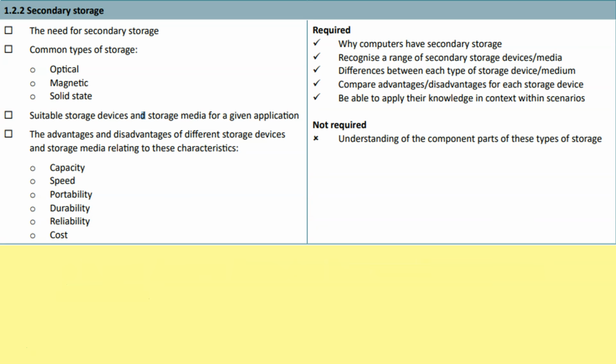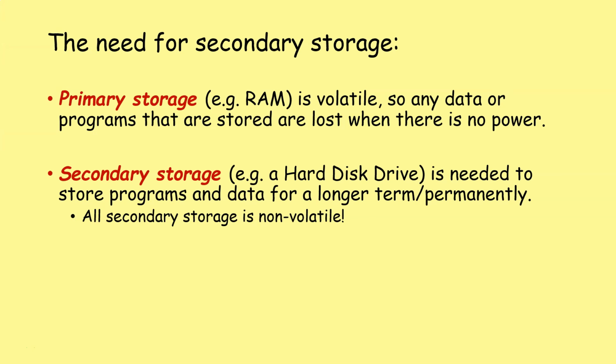Unit 1.2.2 Secondary storage. So again, why do we need it? What is secondary storage? Well, primary storage, for example RAM, is volatile, so any data or programs that are stored are lost when there is no power. Secondary storage, for example your hard disk drive or your solid state drive, is needed to store programs and data for the long term or permanently. Remember, all secondary storage is non-volatile.